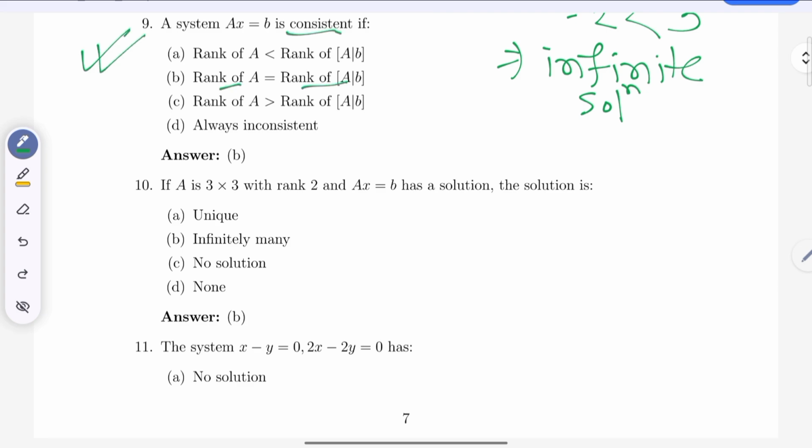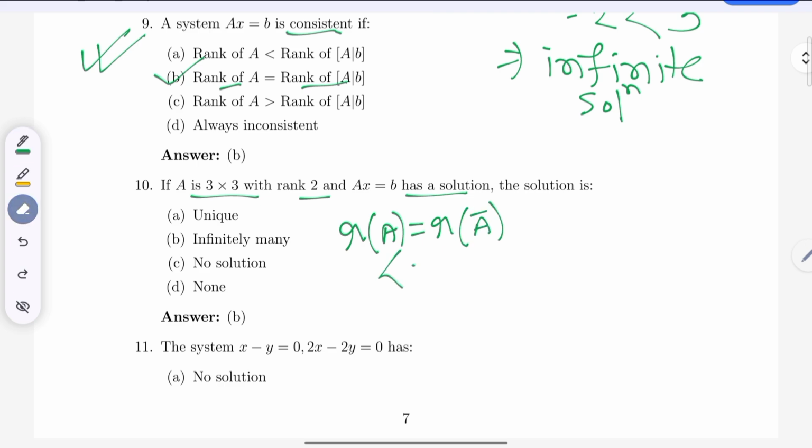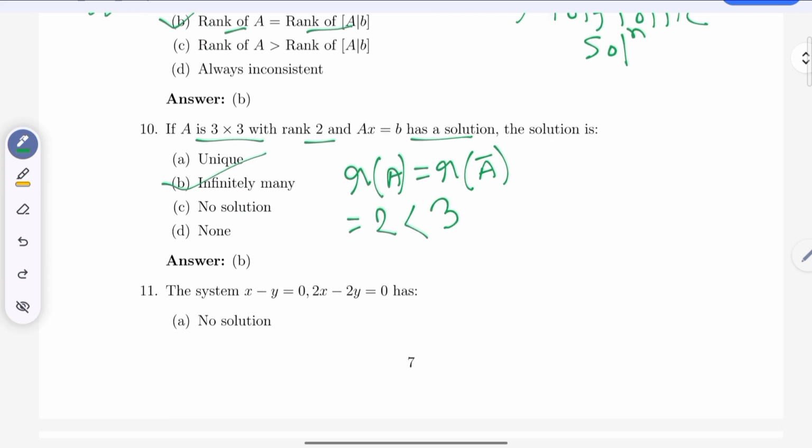Next question, this is a very important question, because a system Ax equal to B is consistent if, as all of us know, rank of A equal to rank of the augmented matrix. Next question, A is a 3 by 3 matrix with rank 2 and Ax equal to B has a solution. So rank of A equal to rank of the augmented matrix equal to 2, which is less than 3.